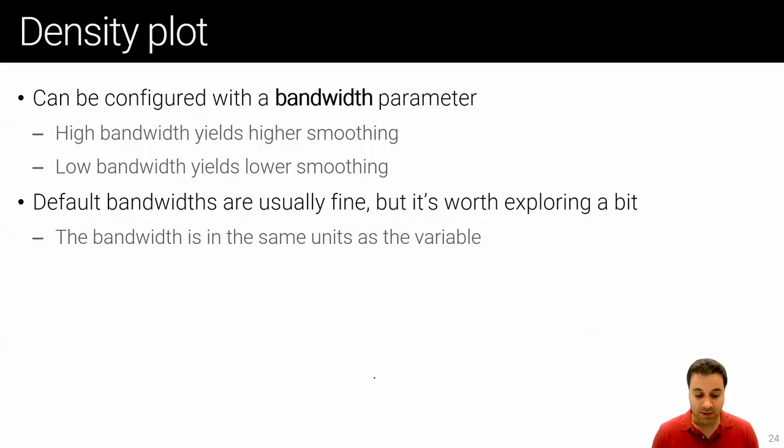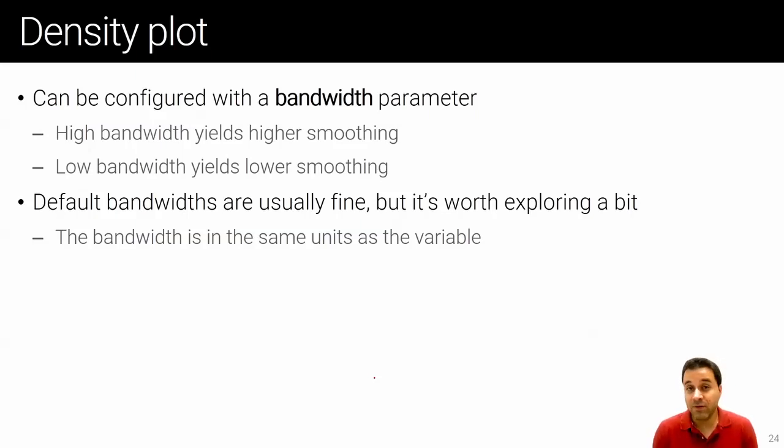And so in the density plot, we can configure a parameter called the bandwidth. So just like we had the number of bins or the bin width in a histogram, in the density plot, we have the bandwidth. And what you need to know is that a high bandwidth is going to make smoothing even larger. So the density plot is going to look even smoother. And if you decrease the bandwidth, it's going to lower smoothing, so it's going to have more peaks. We're going to see an example now.